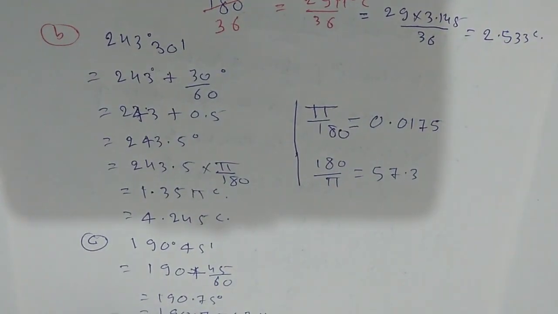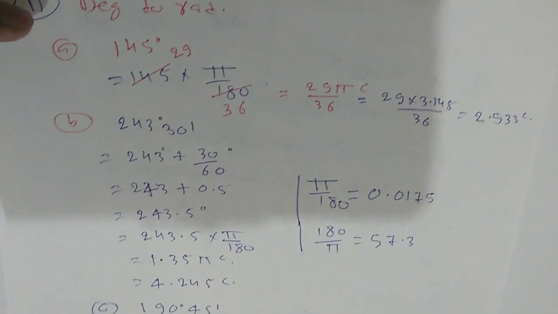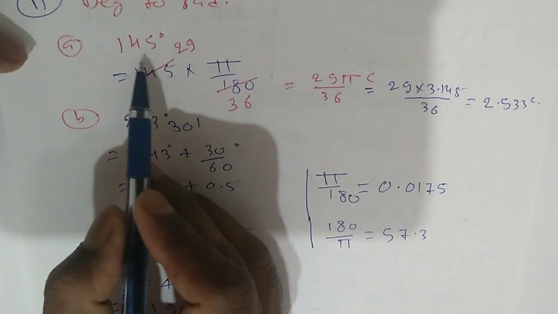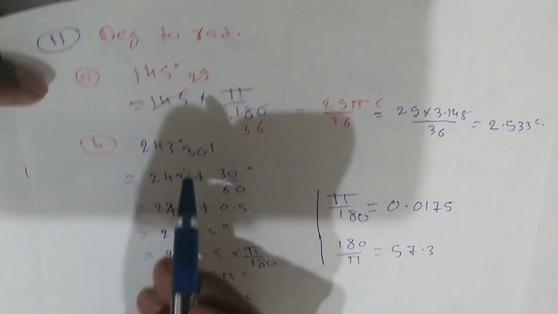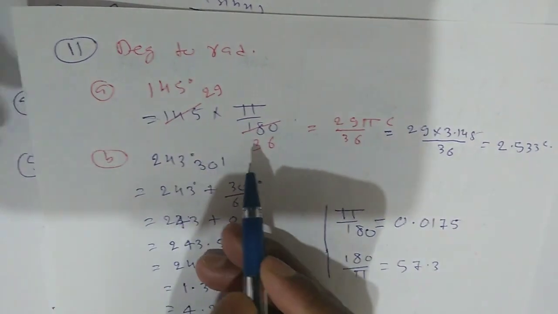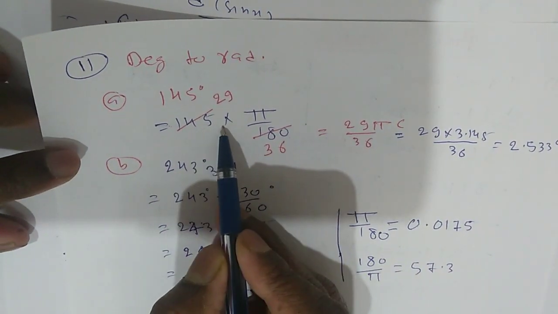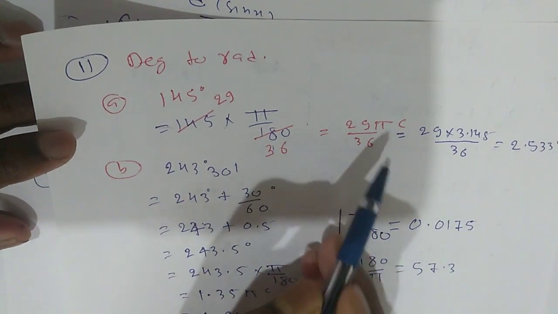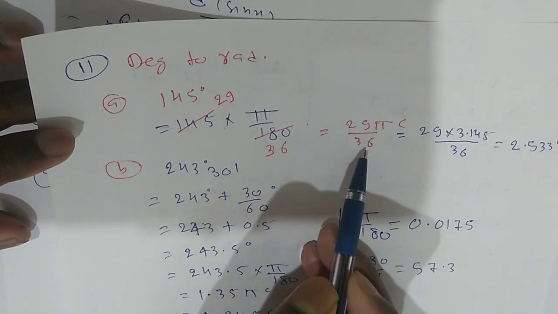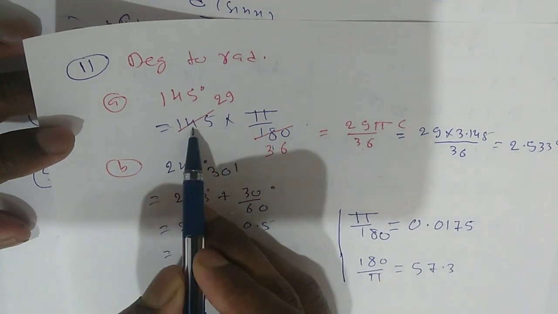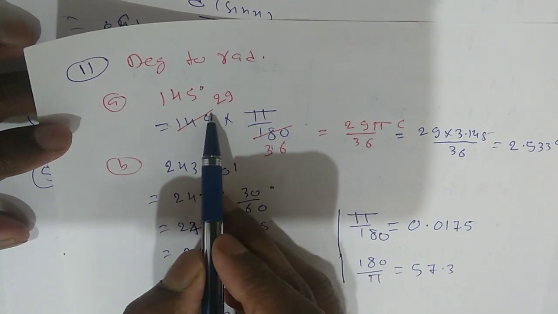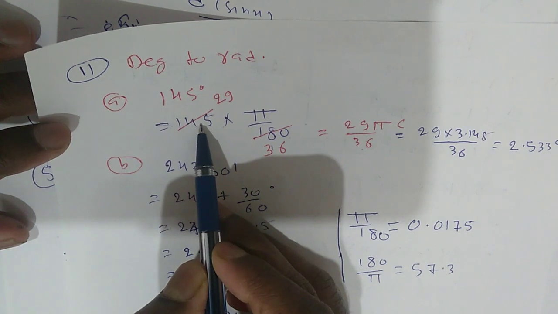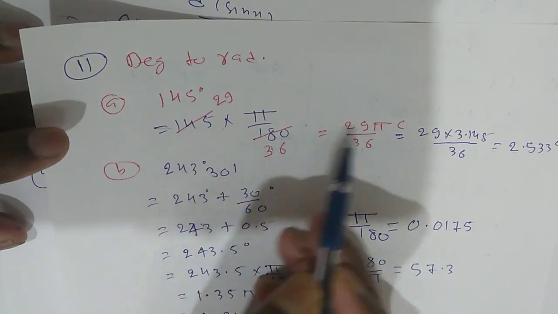Next one is degree to radian. In case of degree to radian, we write here 145 pi upon 180. After solving, we write here 29 upon 36. This one is cut by 5 times: 29 times 5 is 145 and 36 times 5 is 180. So right here 29 upon 36.